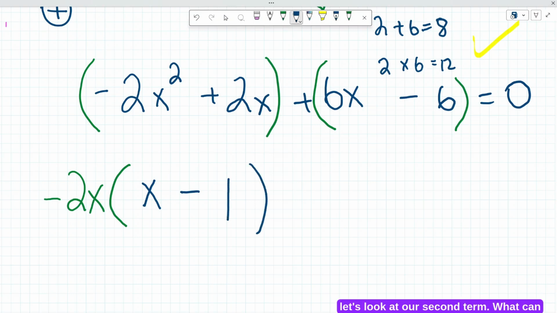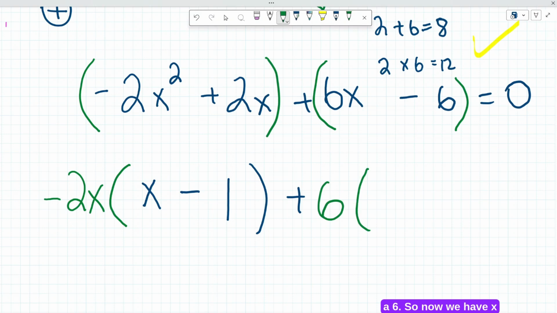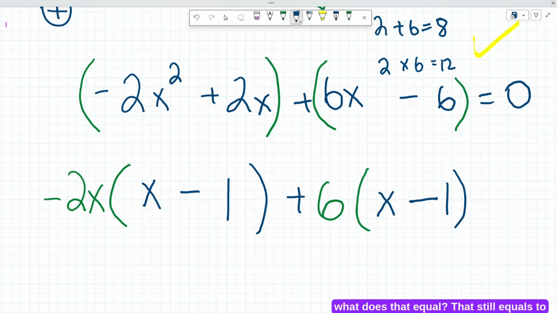And now let's look at our second term. What can we factor out over here? We can factor out a 6. So now we have x minus 1. And what does that equal? That still equals 0. So now we ended up with the same expression inside both of these brackets. That's awesome. That means that we can factor out that whole term and bring it to the front.